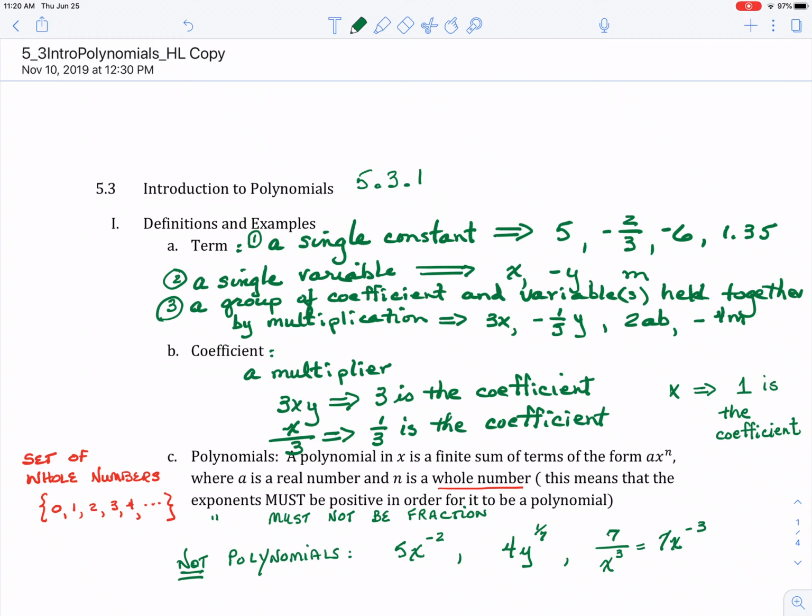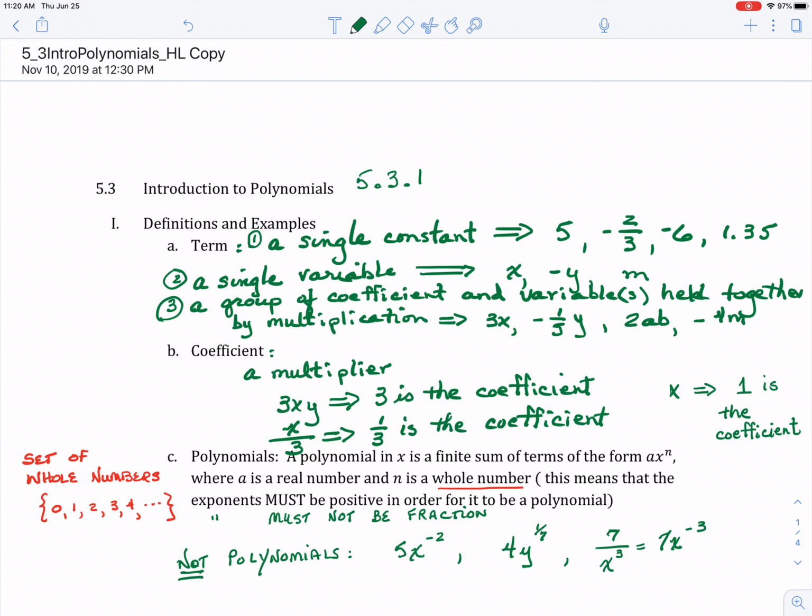I'm working in section 5.3, and this is our introduction to polynomials. I'm going to split this section up into 3 videos, and this is the first. So we're going to start with some words, some definitions that you need to be familiar with.